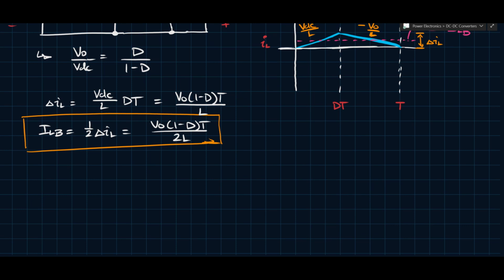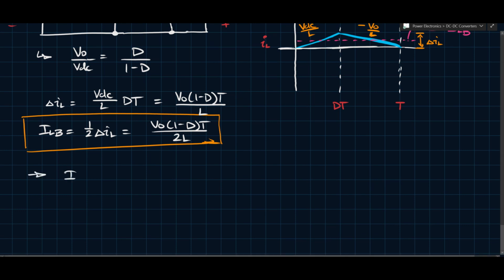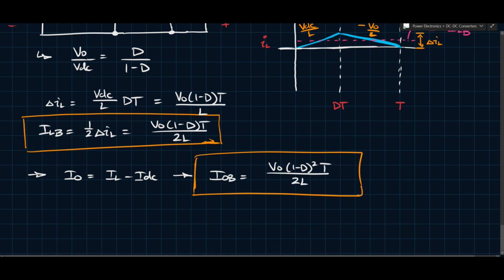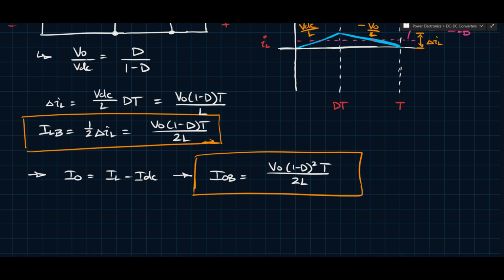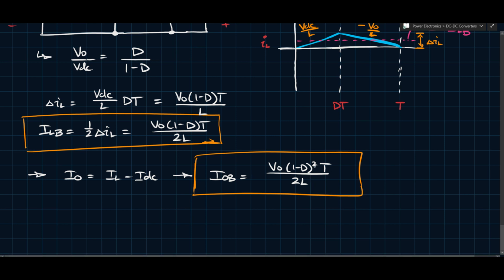So if I want to do that, then I can say that IO equals IL minus IDC, right? And I can relate IDC to IO using the conversion ratio, meaning I can write an expression for IOB, and that is IOB equals VO (1 minus D) squared T over 2L. And so this is IOB, whereas the other one was ILB. Okay? So if you want to determine the mode of operation, you can just compare this with IO directly and find out what mode you're operating in.